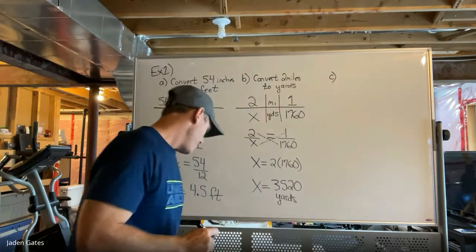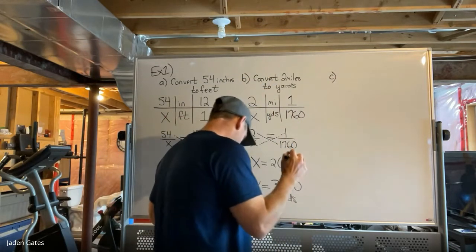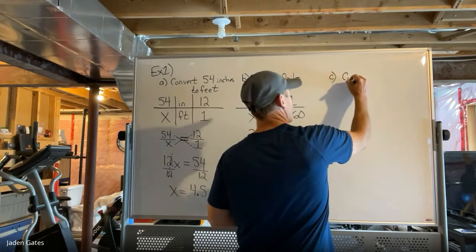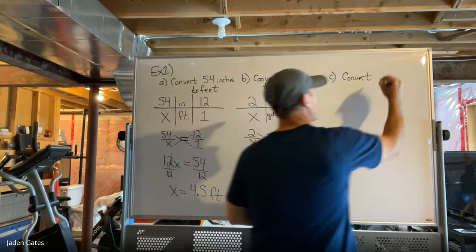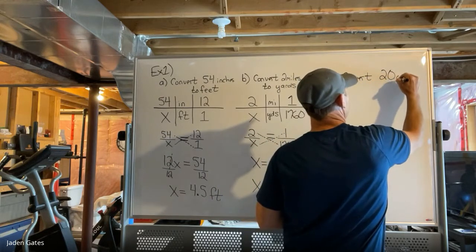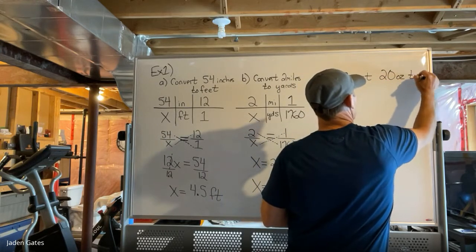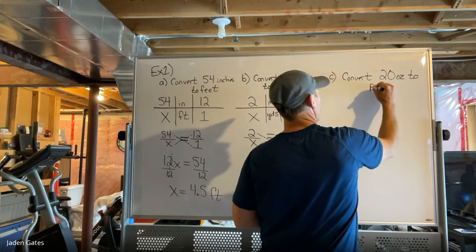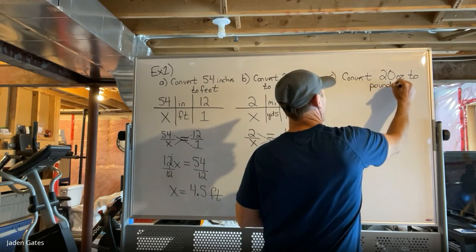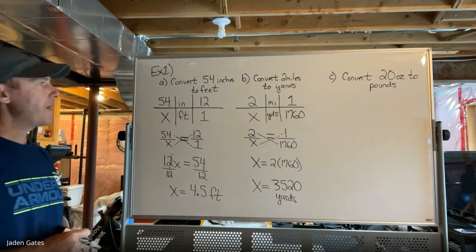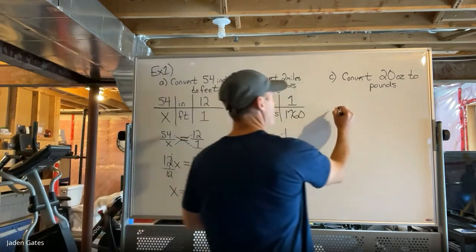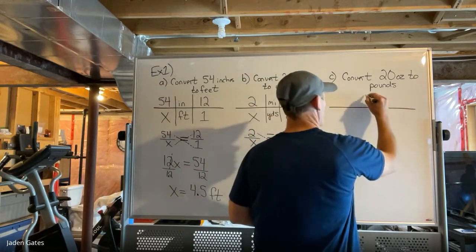So for C, we're going to convert, let's try some weight. I'm going to convert 20 ounces to pounds. All right, so 20 ounces to pounds. Again, I'm going to set up my table, draw my line there, and then a 2 down the middle.